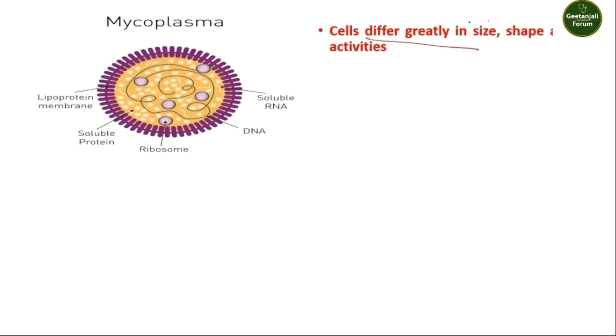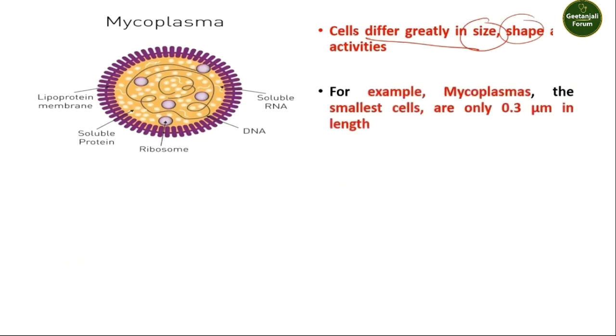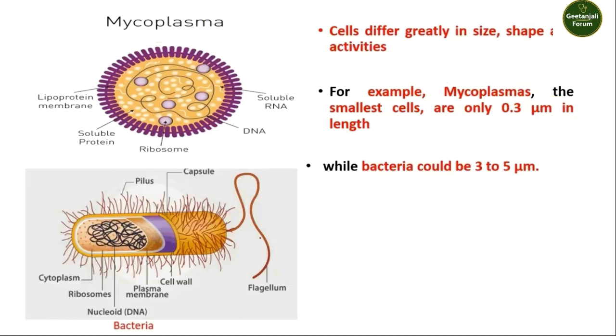Now, cells differ in their size, shape and activities. All the cells differ in their size. Their shape is also different. For example, if we take mycoplasma cell, then it is the smallest cell. It is very small. Its size is 0.3 micrometer in length, while the bacterial cell has 3 to 5 micrometer in length. So mycoplasma is very small, only 0.3 micrometer.